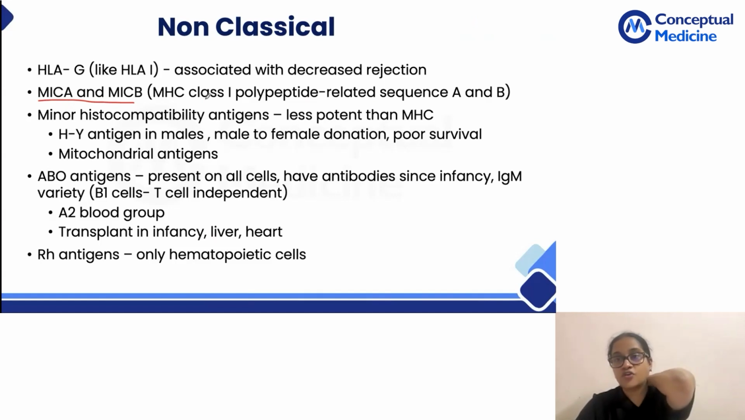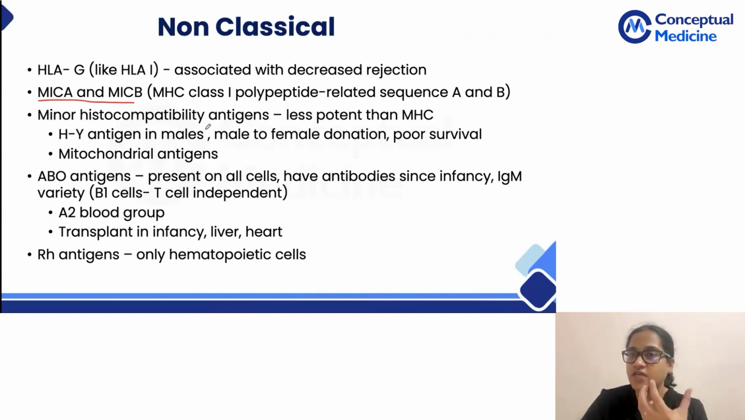Or the non-traditional HLA genes, when you have them matched, even then when a patient rejects, we think that some variability in the MIC-A and MIC-B genes can cause a problem, and that could be the reason for the rejection. All right. Then there is another group of antigens called the minor histocompatibility antigens.